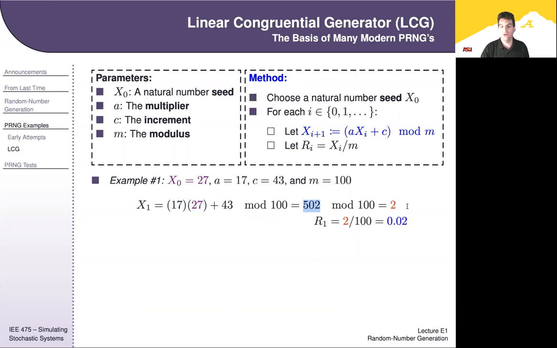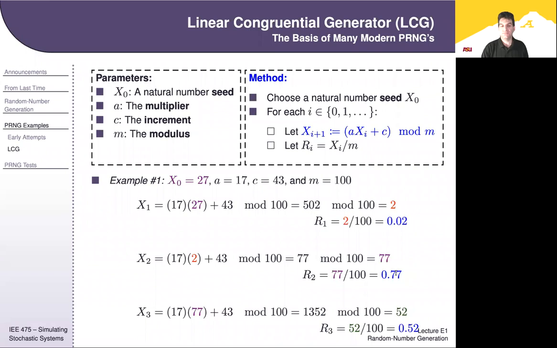And then I divide that 2 by the modulus, and remember my place value. So 2 over 100 is going to be 0.02. So that is my first random number between 0 and 1. And then I'm going to take that 2 and repeat it. So it now becomes the seed for the next iteration. Otherwise, the formula is identical. And I get 77 divided by 100, 0.77, and so on. So that's the linear congruential generator.